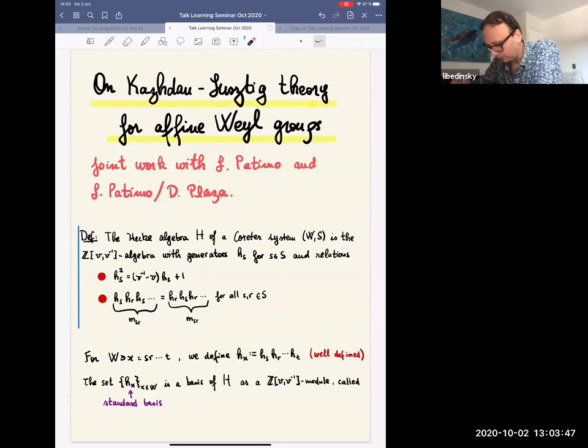When you write an element x in W as a product of simple reflections in S, you define H_x as the corresponding product. And this is a theorem that this is well defined, so it doesn't depend on the reduced expression that you chose. These are called the standard basis, and it's a basis of the Hecke algebra as a Z[v, v^-1] module.